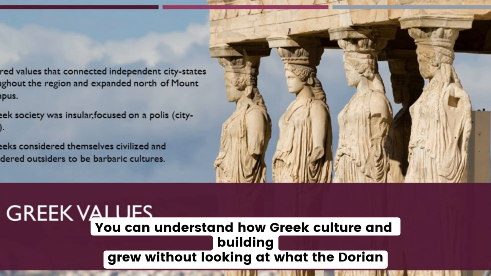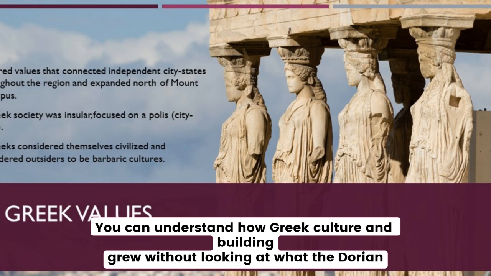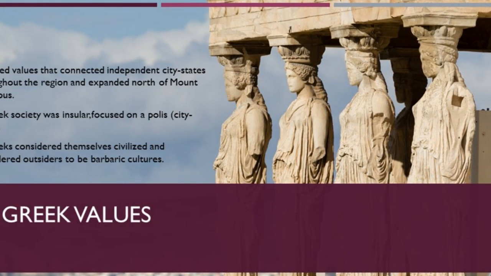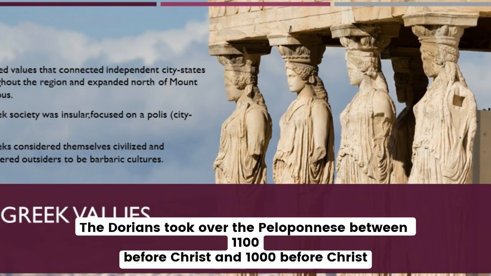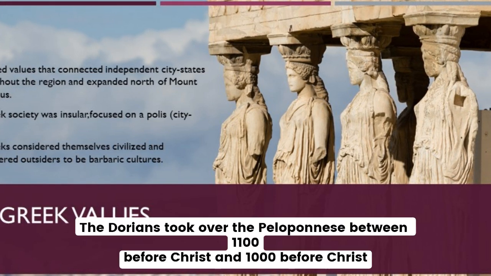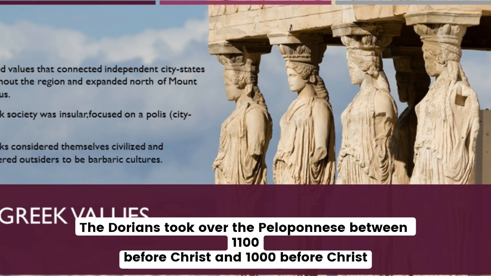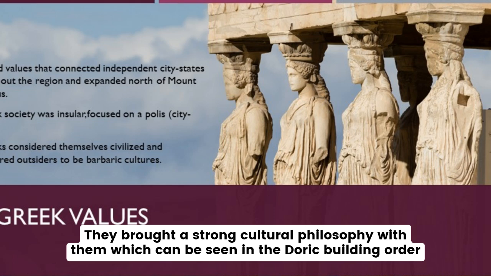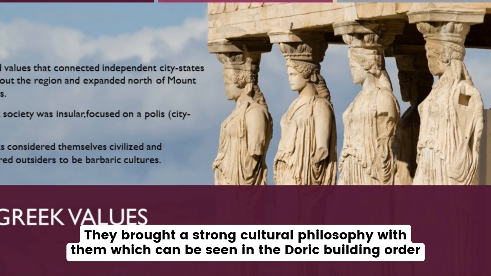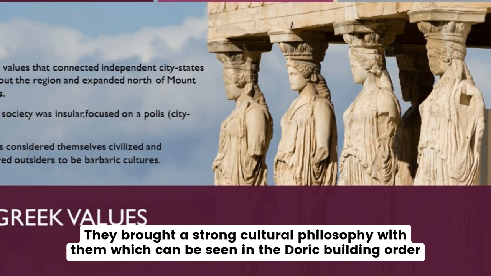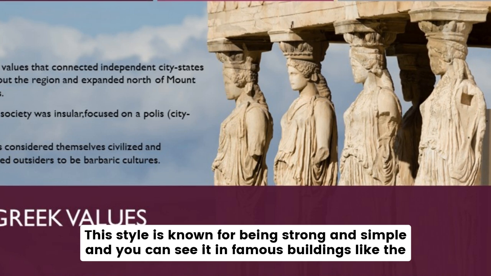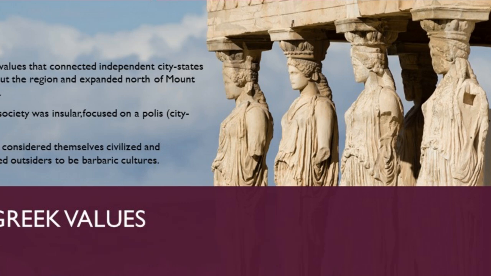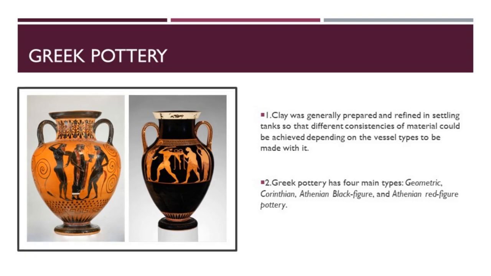You can understand how Greek culture and building grew without looking at what the Dorian, Ionic, and Corinthian groups did. The Dorians took over the Peloponnese between 1100 before Christ and 1000 before Christ. They brought a strong cultural philosophy with them, which can be seen in the Doric building order. This style is known for being strong and simple, and you can see it in famous buildings like the Parthenon.